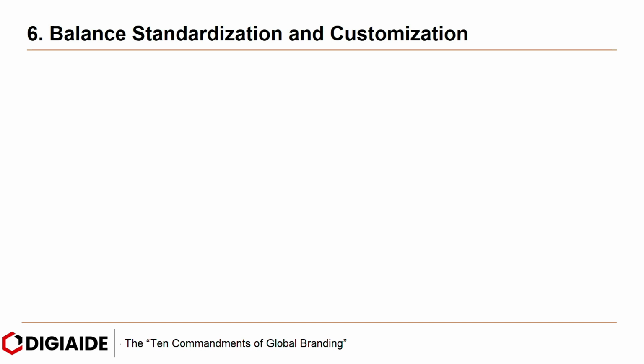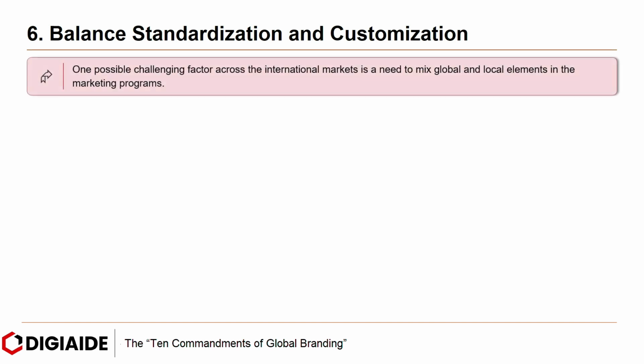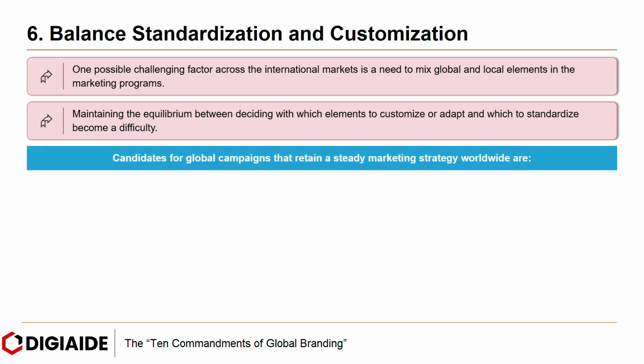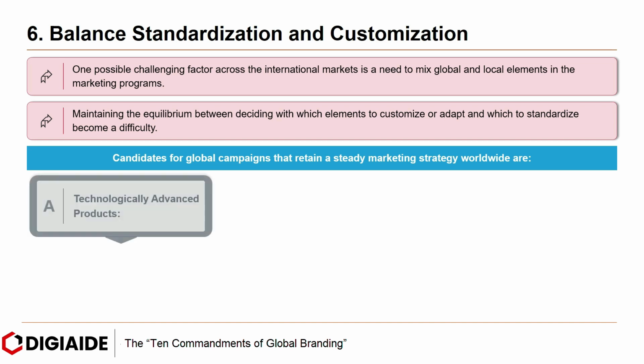Moving on to the sixth commandment, that is balance, standardization, and customization. One possible challenging factor across the international market is the need to mix global and local elements in marketing programs. Maintaining the equilibrium between deciding which elements to customize or adapt and which to standardize becomes a difficulty. Candidates for global campaigns that retain a steady marketing strategy worldwide are: first, technologically advanced products.